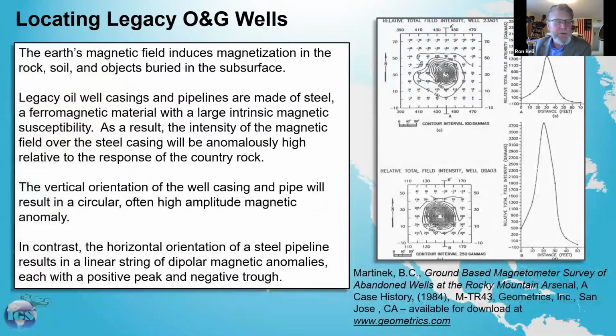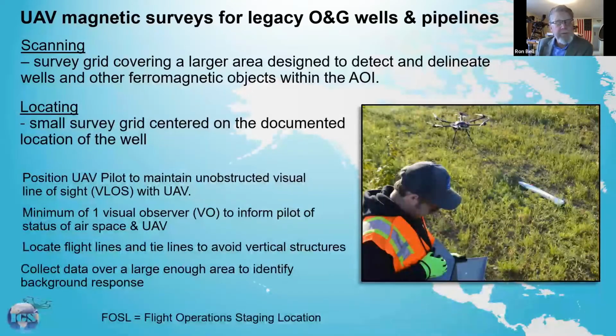This slide pretty much explains why magnetometry works. I won't go through all of that. But I've developed essentially two methods that I apply to locating legacy wells or pipelines. There's the scanning method, which is generally used for covering a larger area. It's a typical geophysical survey, flying generally at just above tree height. In the west here, we don't have trees, so we're generally flying about 20 meters above ground surface.